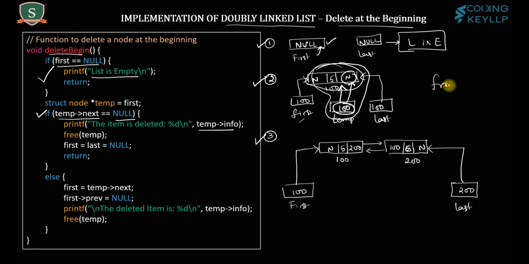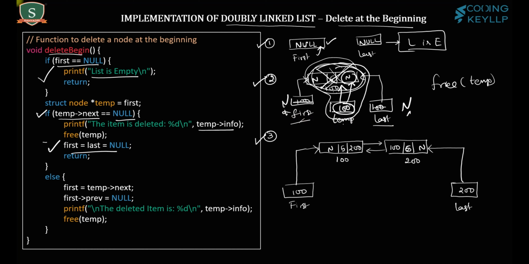We are using the free method, free temp. That means we are deleting this memory. Once it is done, there is no element or node in the doubly linked list. So we are updating the first and last values with null. First is equal to last is equal to null. So when only one node is there, we have deleted it and updated the doubly linked list with no nodes by updating the values of first and last to null.